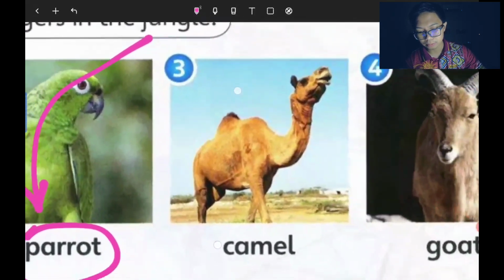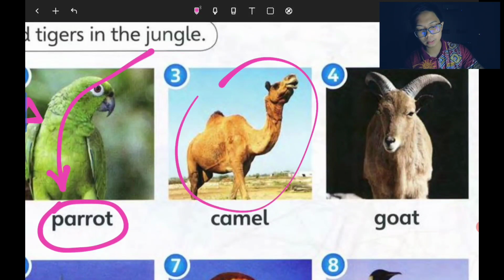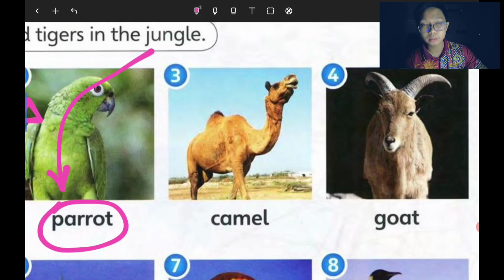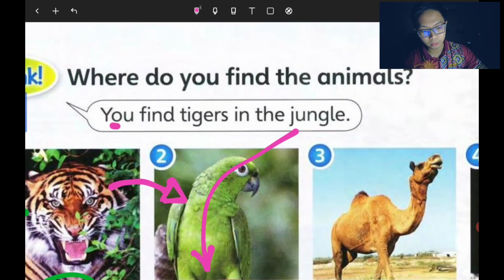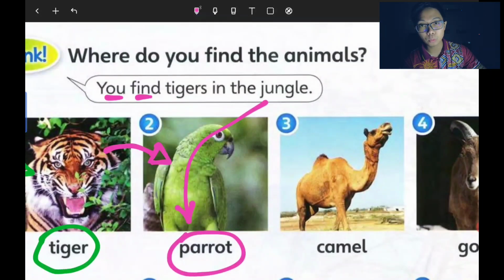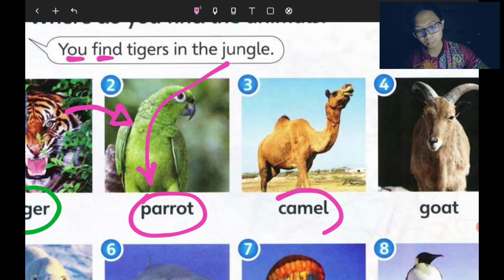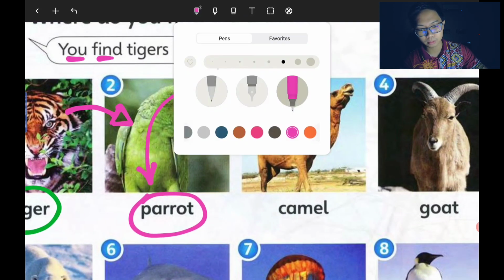How about camel? Okay, unta yang tadi. Where can you find the camel? So, use this sentence again. You find, kamu jumpa camel. Oh, let me use another color.